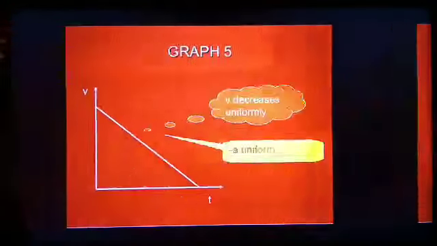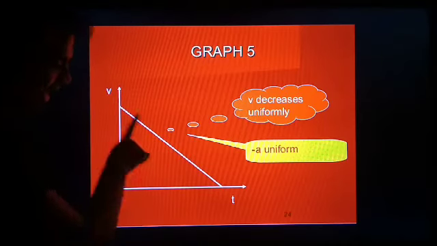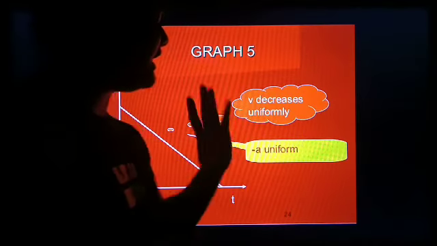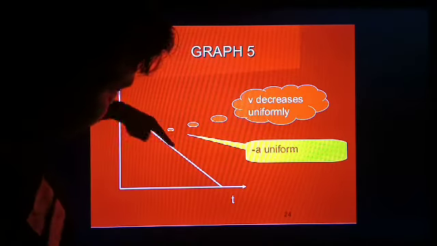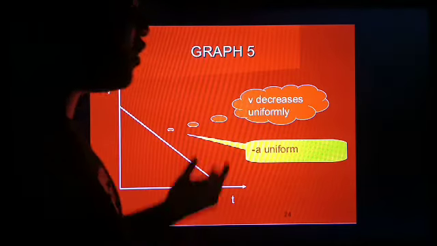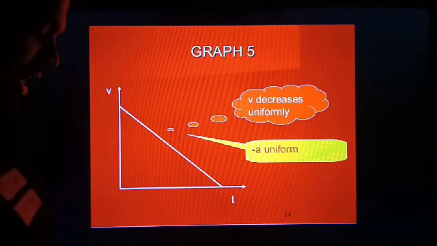Fourth, suppose that a graph is like this. This is a negative slope or negative gradient, or you may say the velocity of the body decreases. If the velocity of the body decreases, it means the acceleration is negative, which is also known as retardation. The body is retarded.